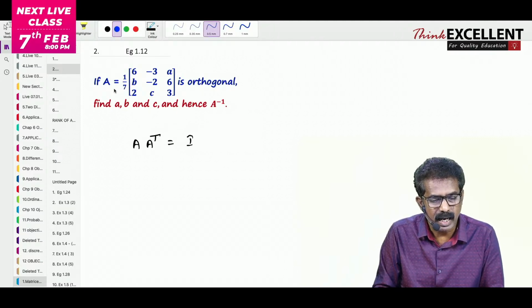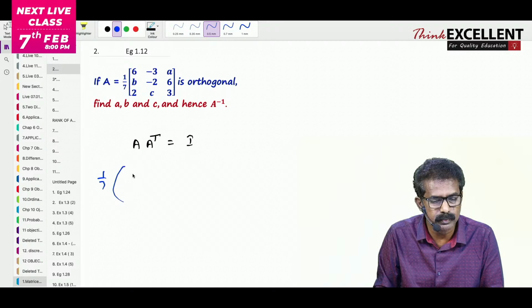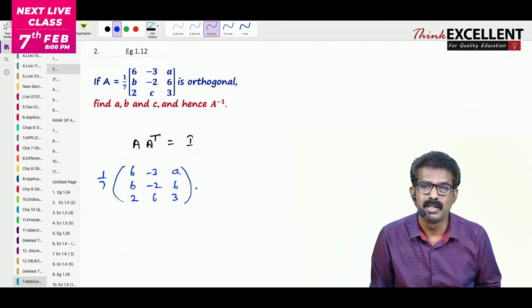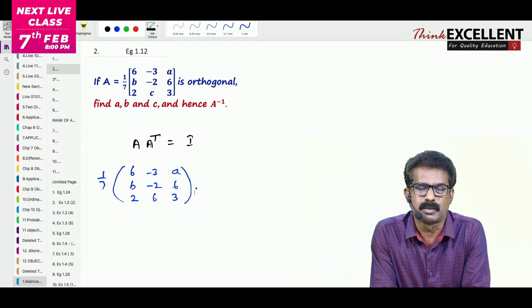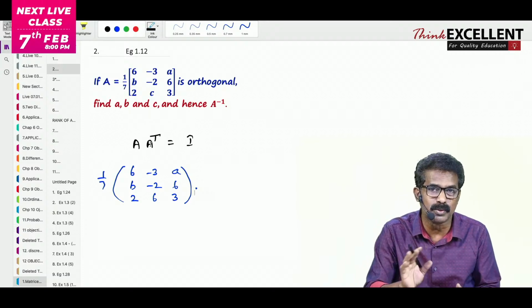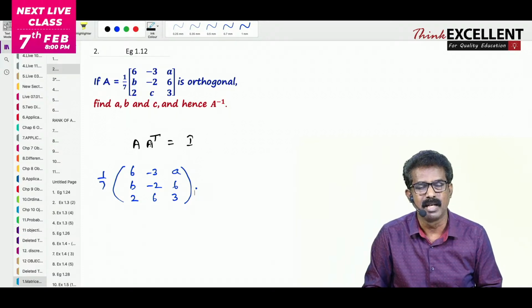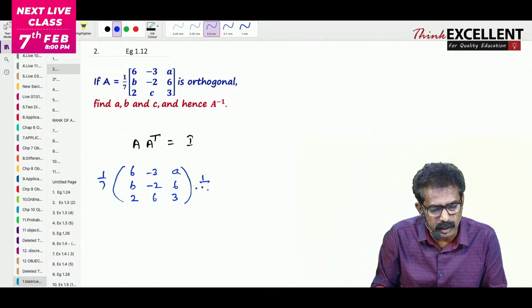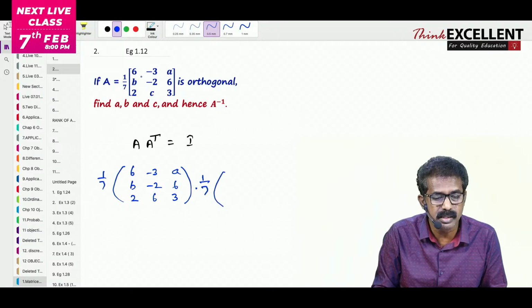Listen, you already know A is 1 by 7 into 6 minus 3 a, b minus 2 6, 2 6 3. This question can be asked even as a 5-mark question. Okay, so this is A into A transpose. For an ordinary matrix you know how to take the transpose, right? But here there is a 1/7 outside. Some of you may think 1/7 becomes 7/1. No, transpose is only for the matrix. The constant you write as it is. So when finding A transpose, the 1/7 stays as it is. 1/7 into, for this you take the transpose.